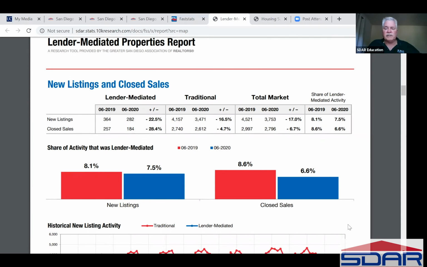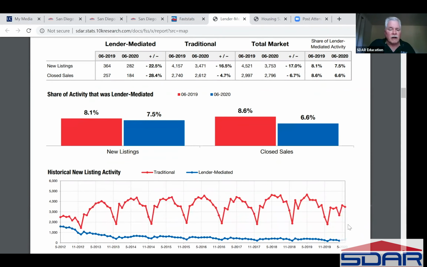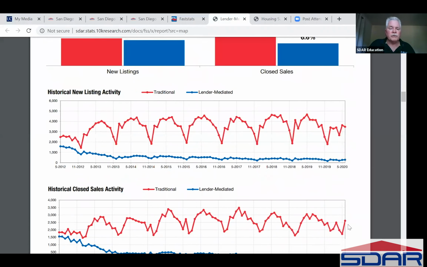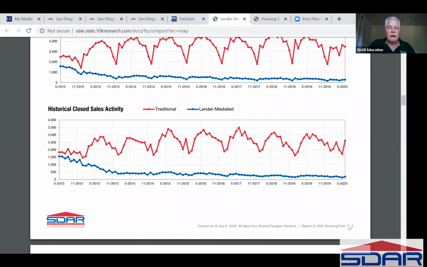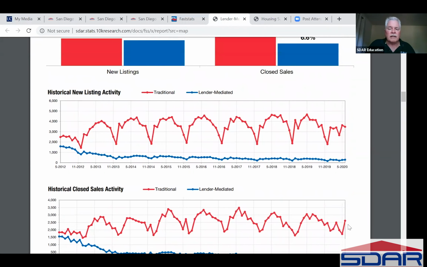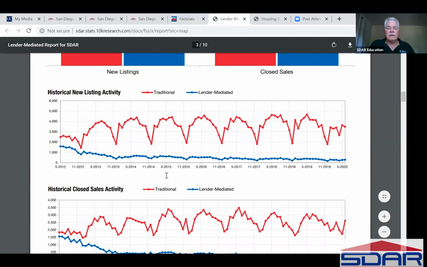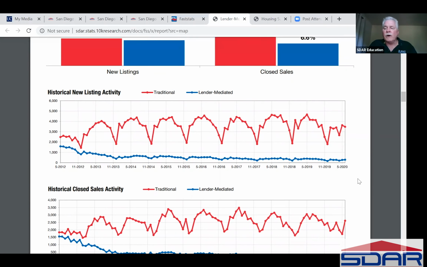Okay. New listings and closed sales. Here's my year to year. This is going to be on the left side, June of last year, on the right side, June of this year. And then my bouncing ball, my historical new listing activity, my historical closed sales activities. But look at my lender numbers. Here, the red is the activity in the traditional market. The blue is the lender mediated market. It's almost non-existent.